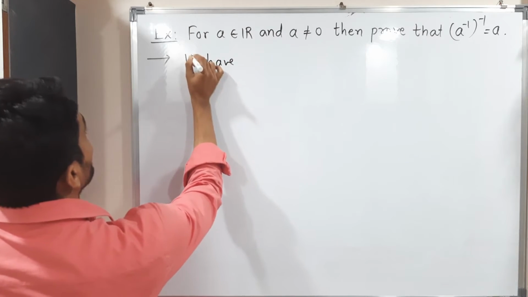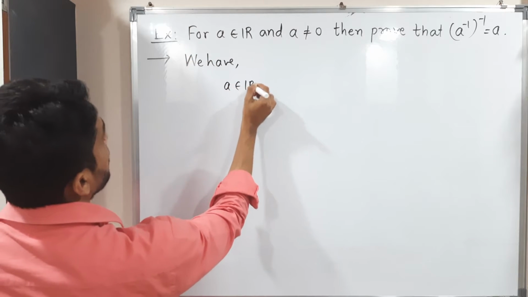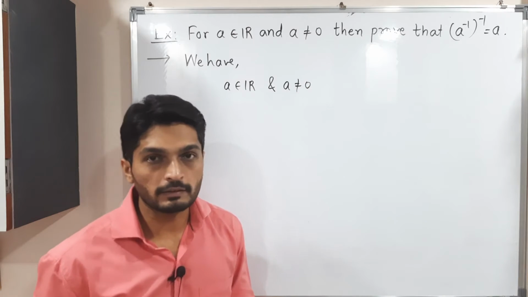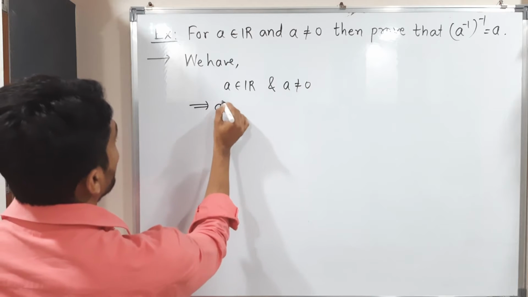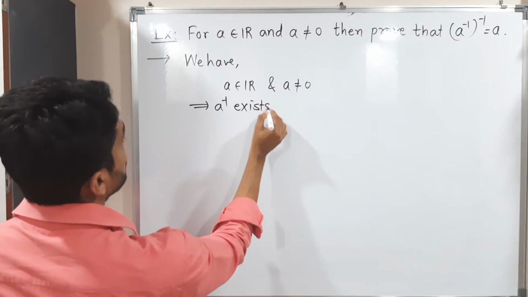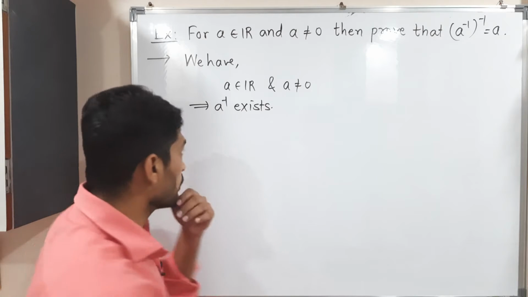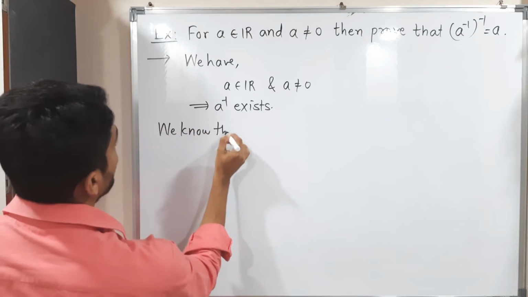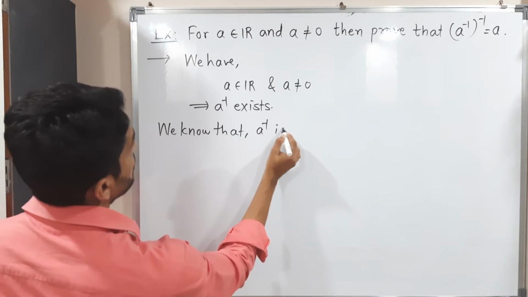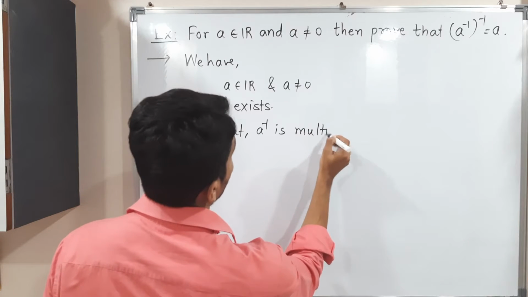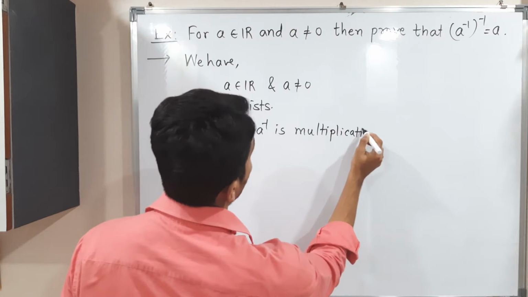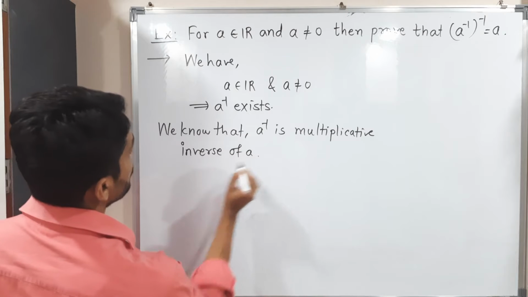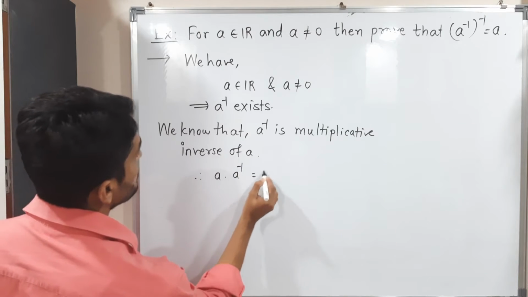What do we have? We have a belongs to R and a is not equal to 0. So a is a non-zero element, therefore the multiplicative inverse exists. So I can write that a inverse exists. We know that a inverse is the multiplicative inverse of a. So therefore we can write a into a inverse is equal to 1.